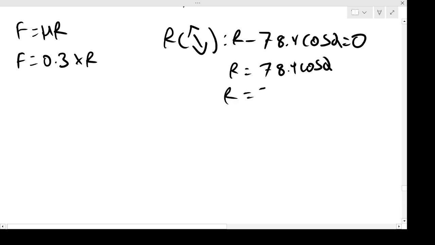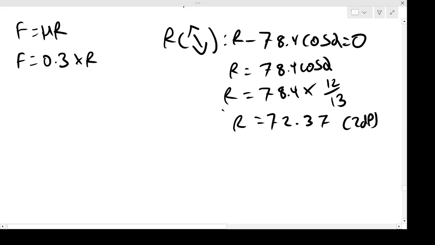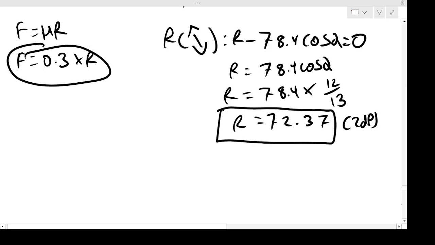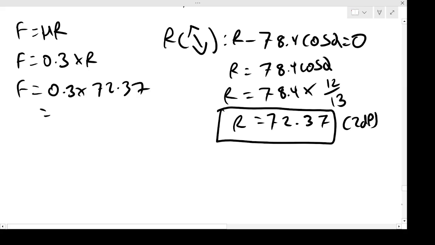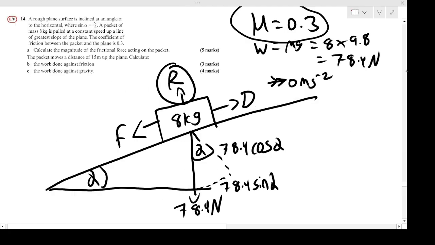So now I can say R is 78.4 times 12 over 13. Then I can put that in my calculator, and that will get me 72.37. Right, so now I know what R is, I can find F. Friction F is 0.3 times 72.37, so that will be 21.71 newtons. And that is my friction.